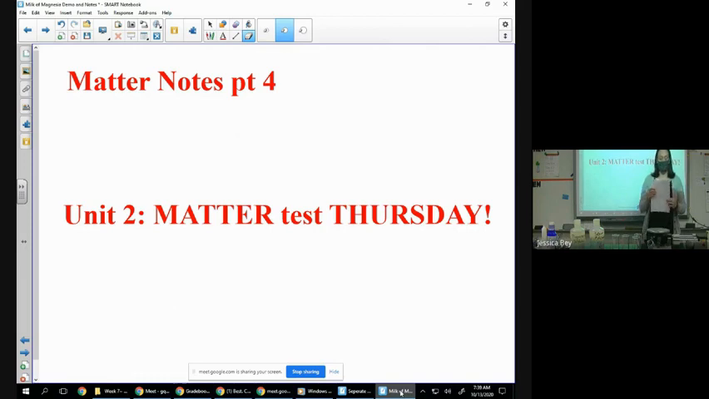Then I want to go very quickly. We're going to do matter bell work number 2 at the end. So put that to the side here, and wherever you're keeping your notes, these should be pretty quick today. And our test again is on Thursday.